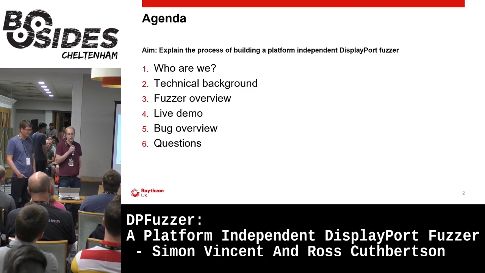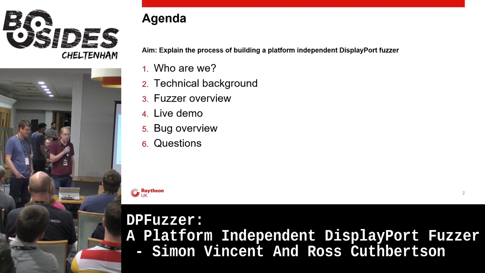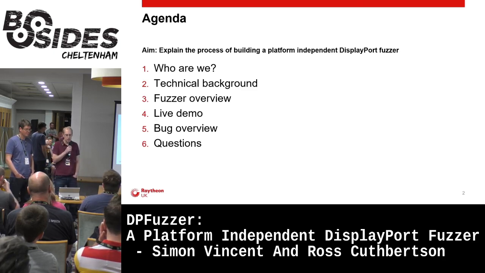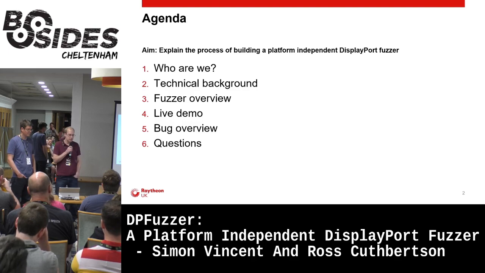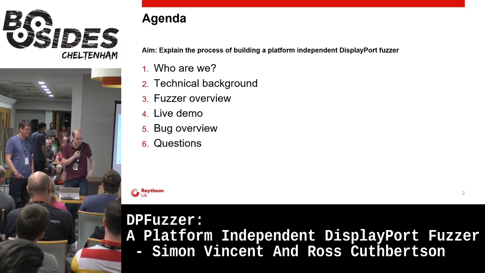So we're going to kick off with a little introduction of who we are. Then we'll go through some technical background of what DisplayPort is, how the protocol works and what it's used for. And then we'll go into details of how we built the fuzzer, how it works, and what it can do. We'll then try and do a live demo before covering a few details of some of the bugs we found, and then hopefully have some time for some questions.